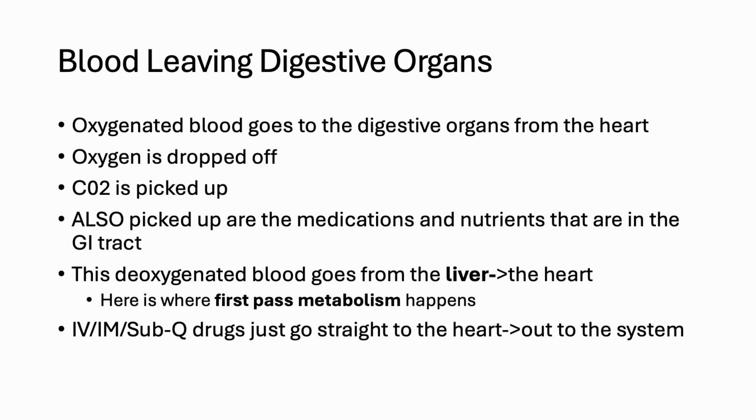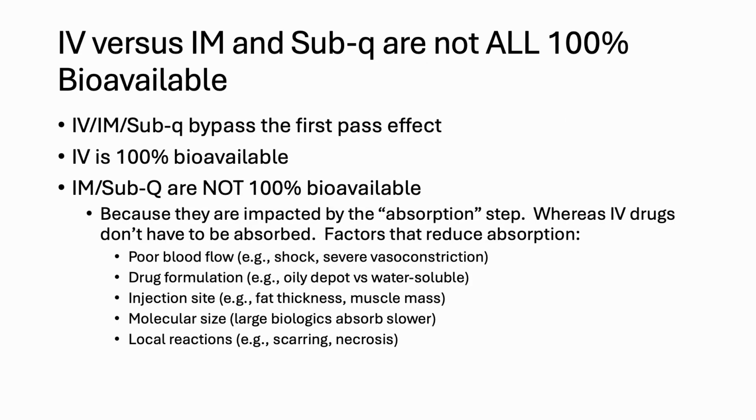If you're wondering how oxygenated and deoxygenated blood work into all this, well, oxygenated blood goes to the digestive organs, gas exchange is done, carbon dioxide is picked up, but what's also picked up are these medications and nutrients, and then it goes to the liver, that's first pass metabolism, and then it goes to the heart to become oxygenated and for the meds to be distributed. I think I covered this, but let's make sure we fully understand it.